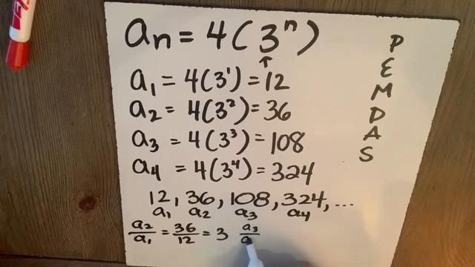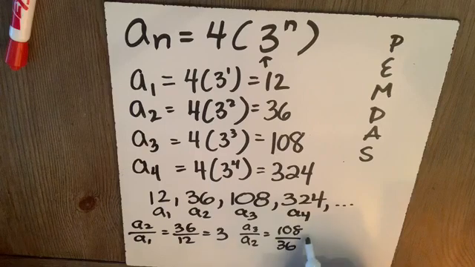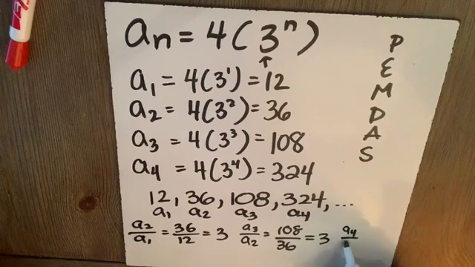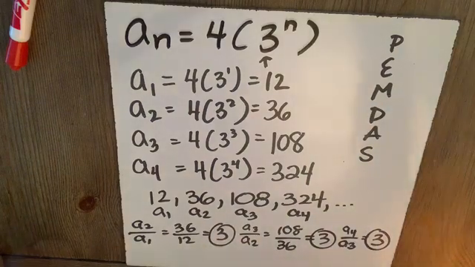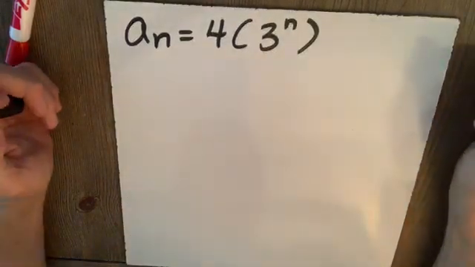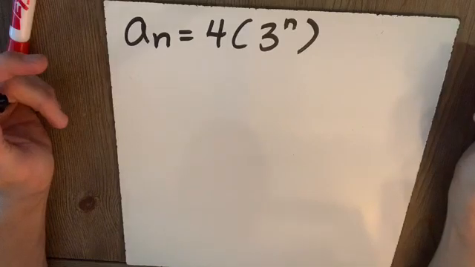A3 divided by A2 is 108 divided by 36, which again is 3. And if I did 324 divided by 108, which is A4 over A3, again, I'd get a common ratio of 3. This is the explicit term for this geometric sequence.